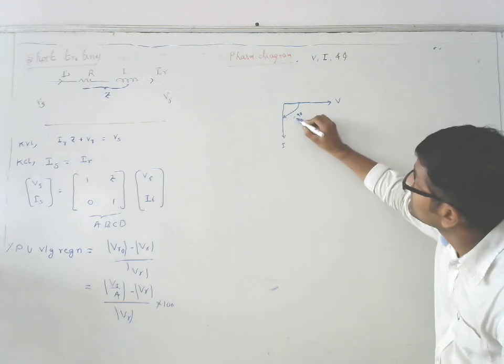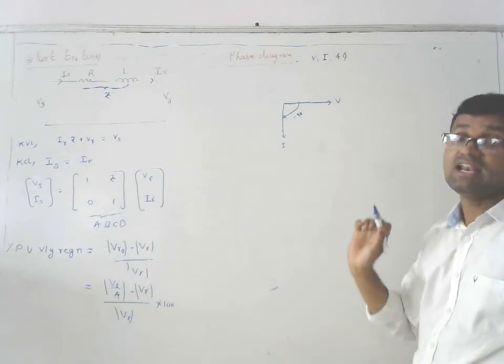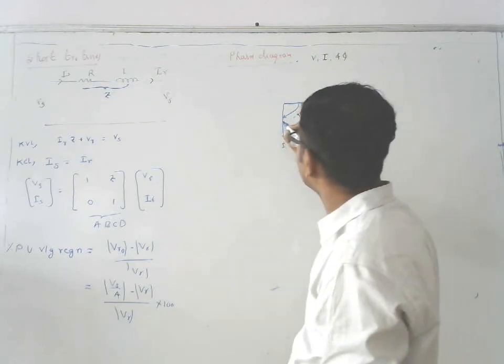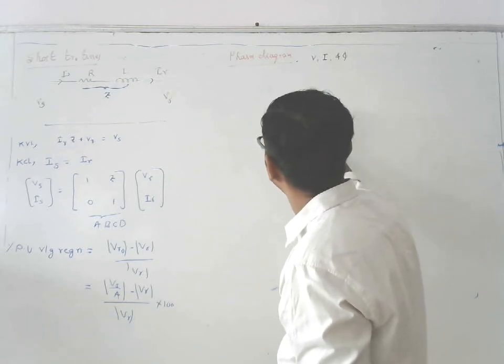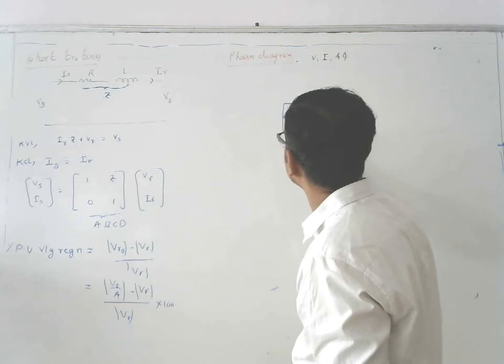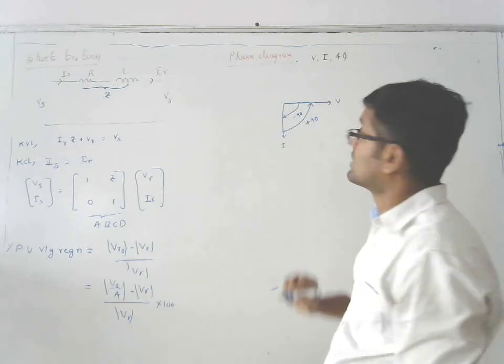Otherwise, if you define current as the reference and you want to represent voltage, you move in the anti-clockwise direction. Anti-clockwise we define with positive 90 degrees. This means with respect to the current, voltage is leading.